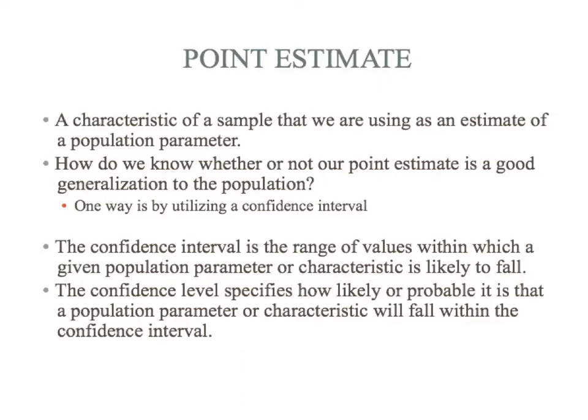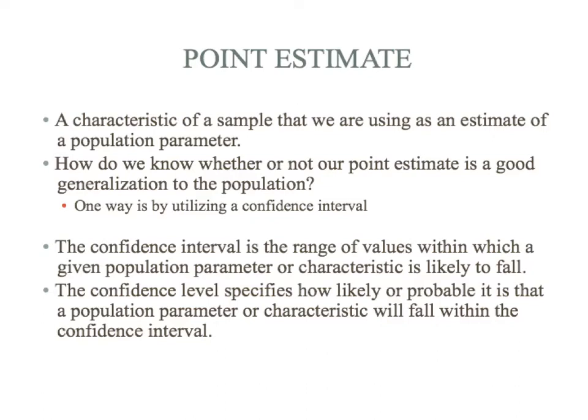So one of the things that we oftentimes use are what are called point estimates. A point estimate is any characteristic of a sample that we're using as an estimate of a population parameter. So in this case, we're talking about the mean or the center point of the data. A point estimate is where we take the sample mean and we say that the sample mean is representative of the population mean. So how do we know whether or not our point estimate is a good generalization to the population? How do I know that my sample mean is a good representation of the population mean?